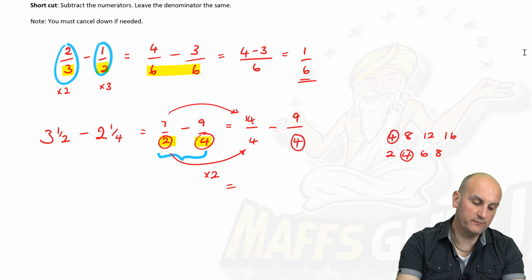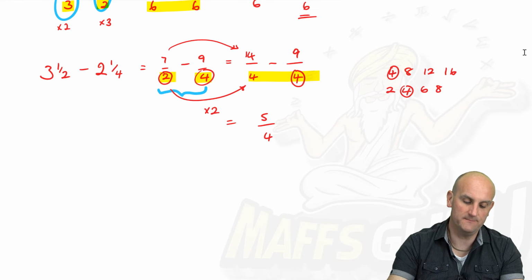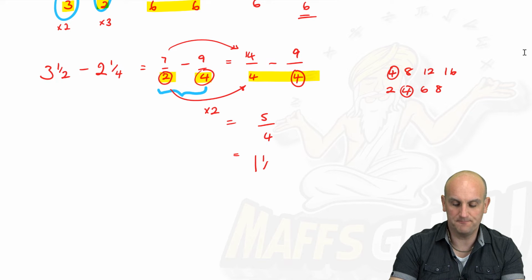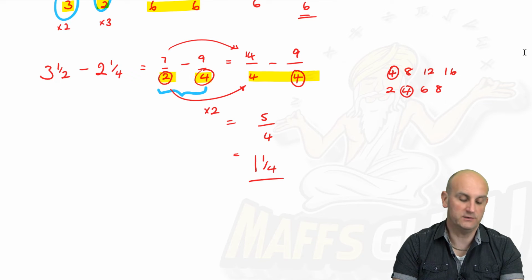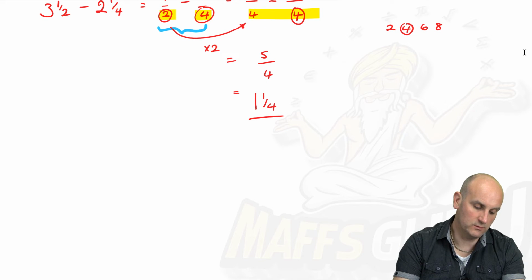So now, are the bottoms of my fractions the same? Yes, they are. And so 14 minus 9 is 5 on 4. Is that my answer? Nope, because 4's going into 5 one time, remainder 1. So 1 and 1/4. Let's do another example, a simpler example.